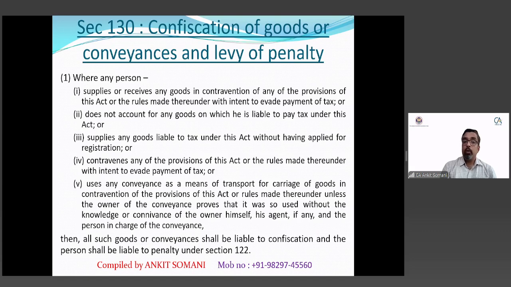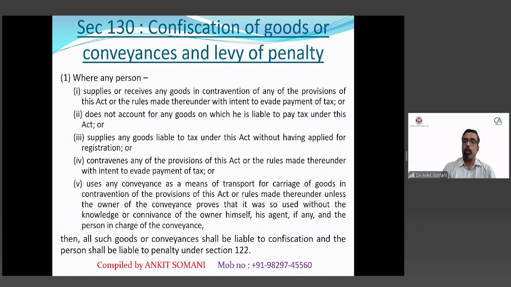Then again, where any person contravenes any of the provisions of this Act or the rules made thereunder with intent to evade payment of tax. Now, this clause fourth is very open in nature: contravenes any of the provisions of this Act or rules made thereunder. Clause 5, where any person uses any conveyance as a means of transport for carriage of goods in contravention of the provisions of this Act or rules made thereunder, unless the owner of the conveyance proves that it was so used without the knowledge or connivance of the owner himself, his agent, if any, and the person in charge of the conveyance, then such goods or conveyance shall be liable to confiscation, and the person shall be liable to penalty under Section 122.